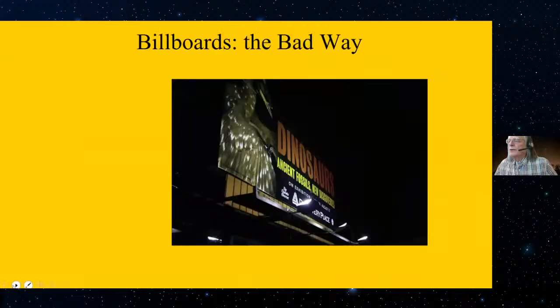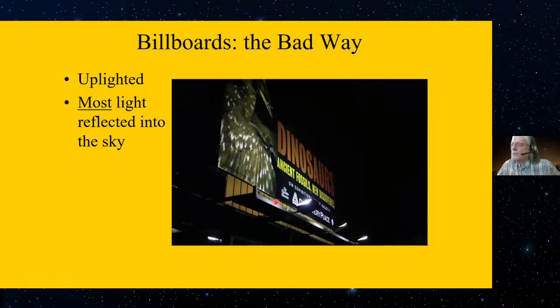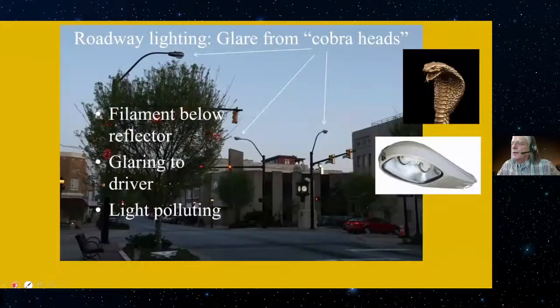Billboards are often lit the wrong way. They're uplighted, as in this example. You don't have to be a physicist to realize that this is not a good thing, because most of the light reflects off and goes up into the sky. All you have to have done is play billiards or know the law of reflection of light, and you realize this is not very good. And they're often on all night with nobody actually seeing them.